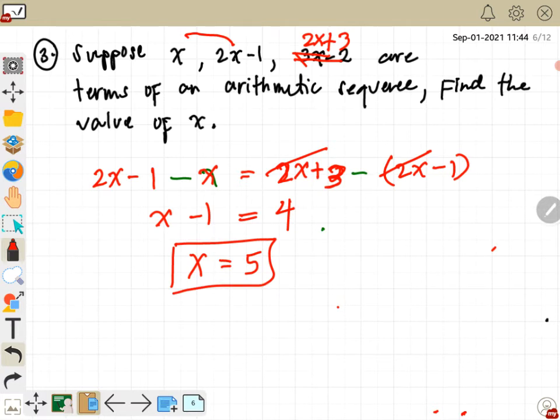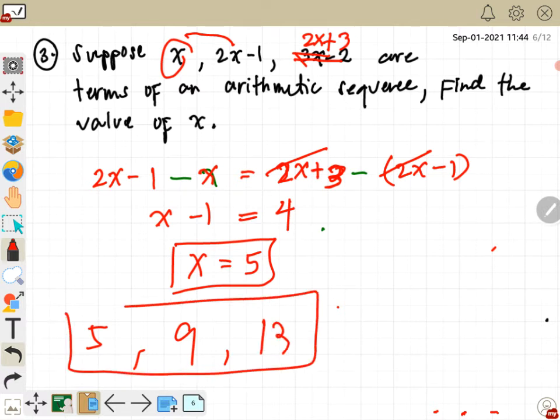So the value of x must be 5 so that those terms will form an arithmetic sequence. If we substitute it, let's check. If x is 5, 2x minus 1 is 2 times 5 minus 1, that's 9. 2x plus 3 means 2 times 5, 10, plus 3, 13. As you can see, these three terms actually form an arithmetic sequence.